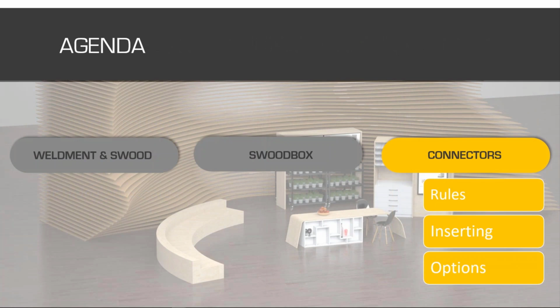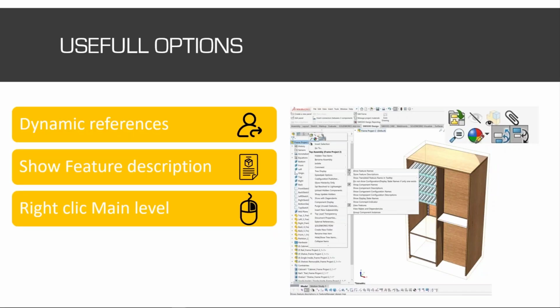So that's the way we use all the machined bodies in the SWOODBOXes. That was it for the SWOODBOX parts, and now we'll move to the connectors, and we will see all the different rules and the inserting modes that we have and all the different options that we have with the connectors.